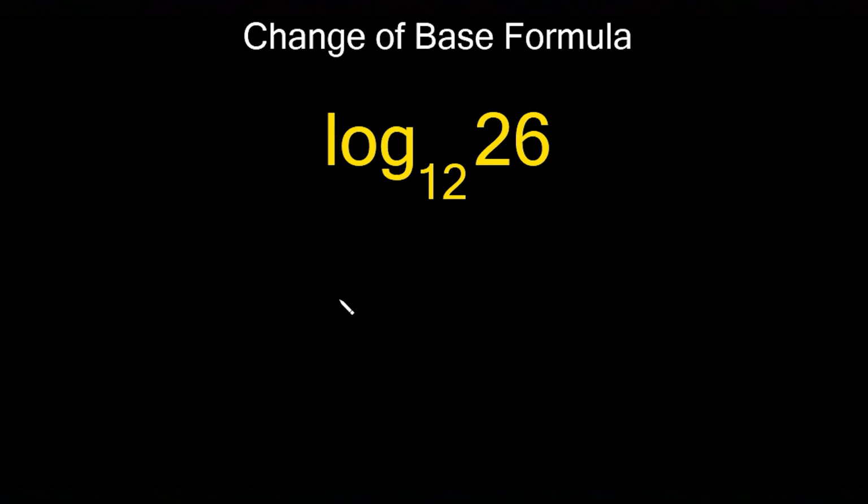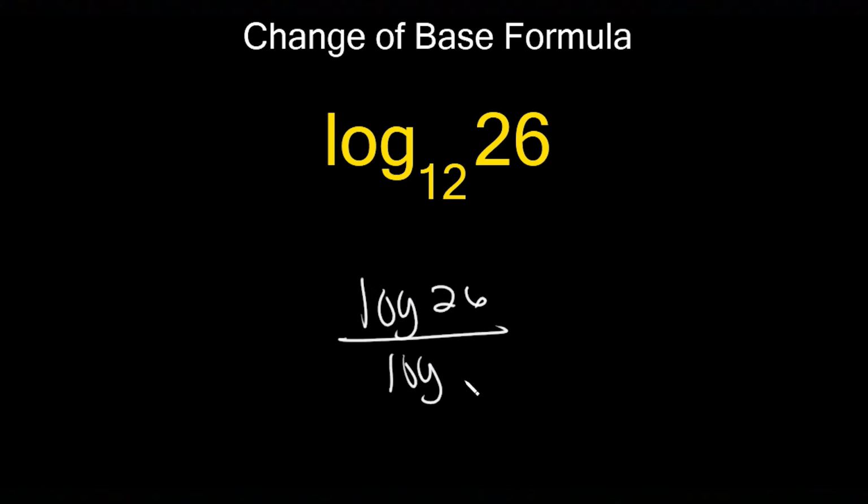All right, let's go ahead and try one more example. So here's our next example. In setting it up, we're going to have log 26 all over log 12. And again, we're going to plug this into our calculator. When you do that, you get 1.31. Again, we are going to round it to the nearest hundredth. So 1.31 about. And there it is. So that is the change of base formula.